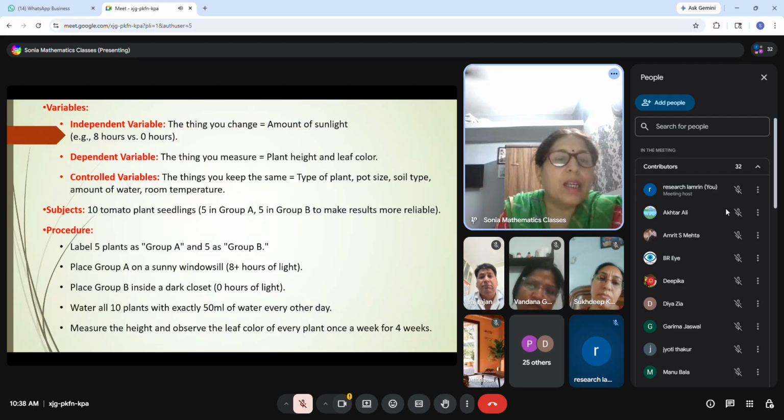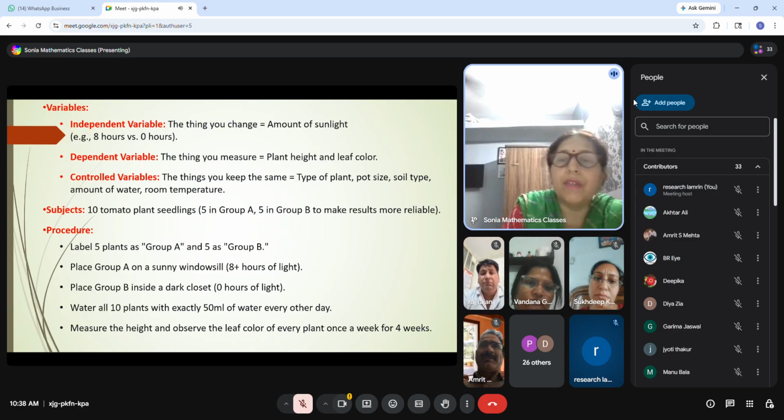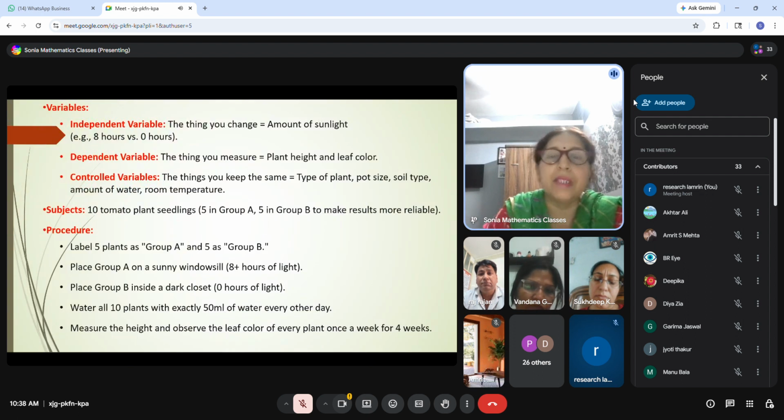Okay. Then subject is 10 tomato plant seedlings, 5 in group A, 5 in group B, to make results more reliable. अगर हमें ज्यादा reliable result चाहिए तो हमें थोड़ा डेटा क्या है उसके हिसाब से लेना पड़ेगा. तो 1 प्लांट की बजाय विल चूज 5 प्लांट्स इन ग्रुप ए एंड 5 इन ग्रुप बी. देन प्रोसीजर इज, we will label 5 plants as group A, 5 as group B.